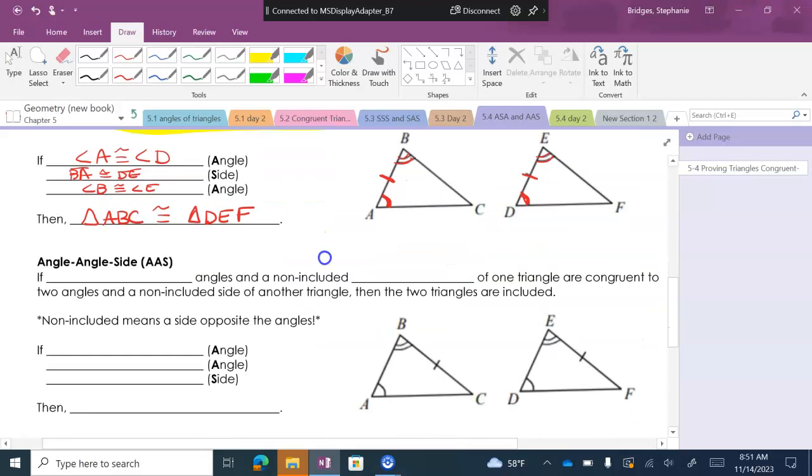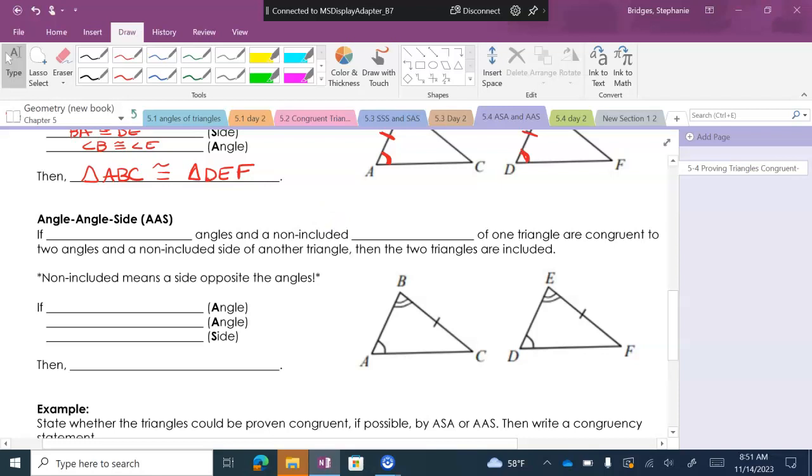Okay, and then the next one, what are the letters there? AAS, that is angle, angle, side. Okay, angle, angle, side. This time it's not the included side, it's one on either side of the other angles. What two angles are marked congruent? Give me the first pair.